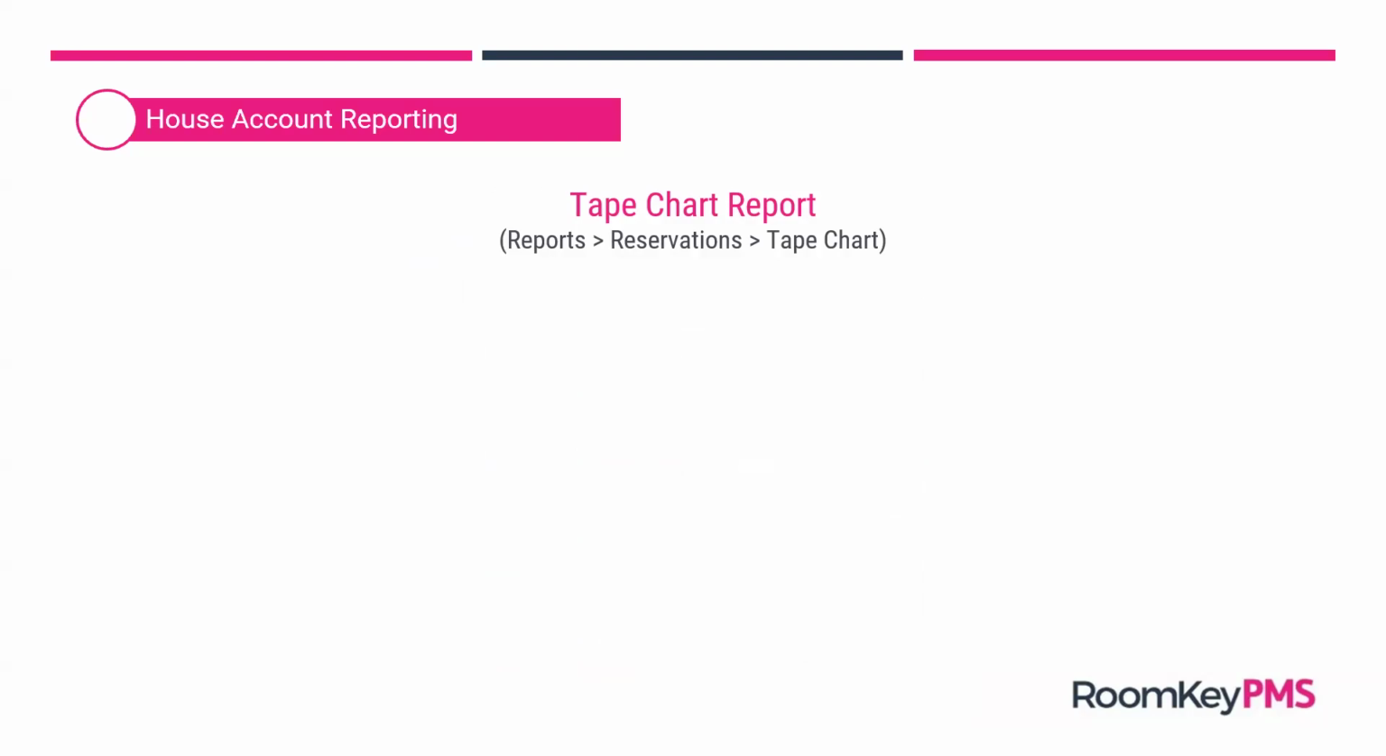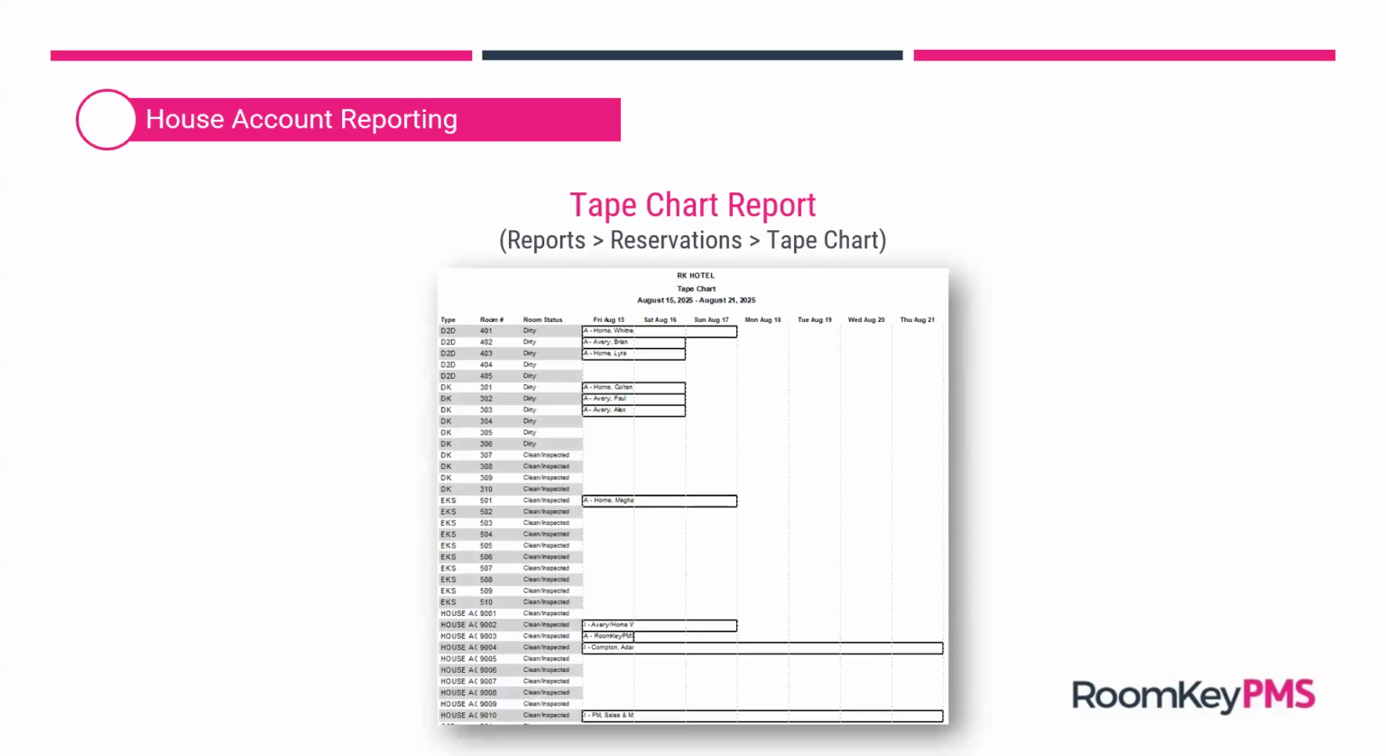Lastly, we have the tape chart report. I don't see this one used as commonly, but I do like to highlight that this is available. It's found in the reports menu in the reservation section. It's simply called tape chart. This will show you a tape chart view similar to the dynamic tape chart view that we have available in Roomkey. We can display that as a report, and any of your house account room types are going to appear alongside your regular guest room inventory on this report as well.